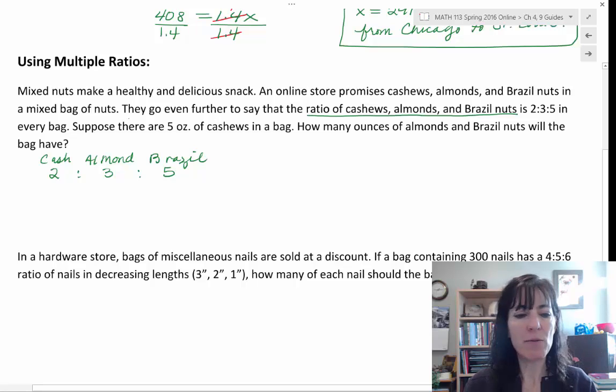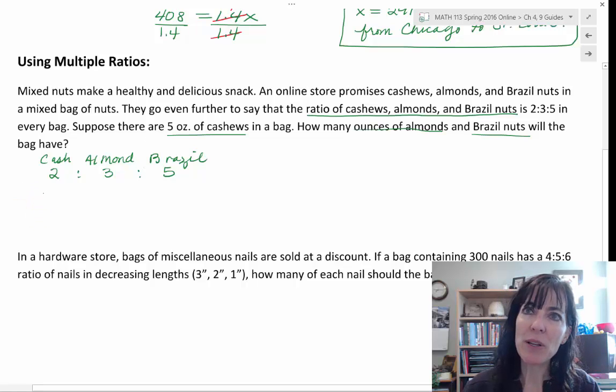So here we have, suppose, okay, mixed nuts make a healthy and delicious snack. An online store promises cashews, almonds, and Brazil nuts in a mixed bag of nuts. They go even further to say that it'll have this ratio in every bag. Suppose there are 5 ounces of cashews in the bag. How many ounces of almonds and Brazil nuts will a bag have? Well, we can figure that out, but we will need to do it in 2 separate steps.